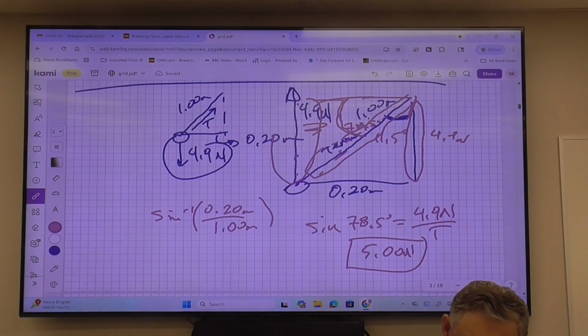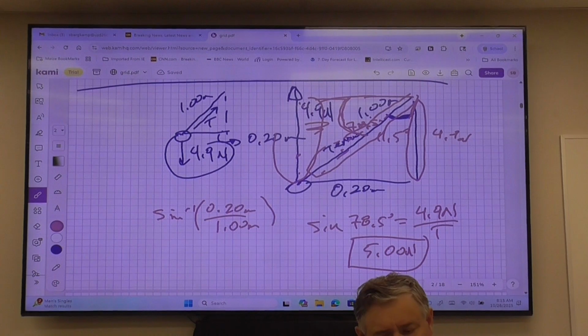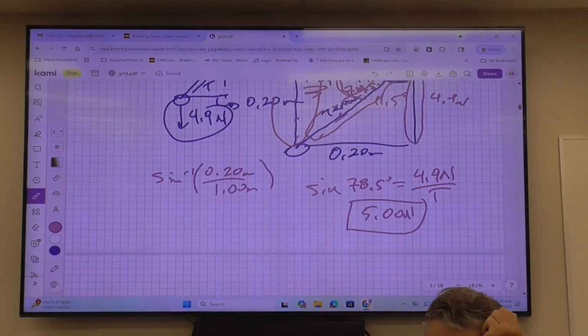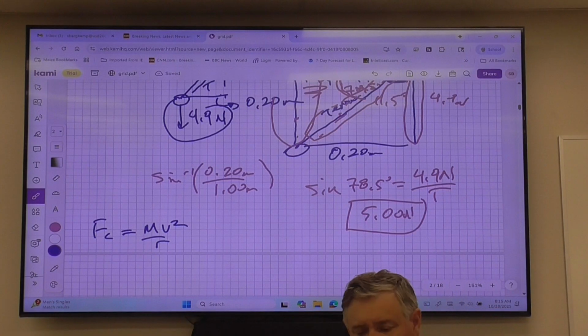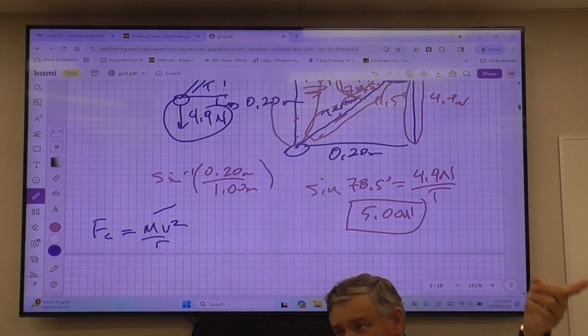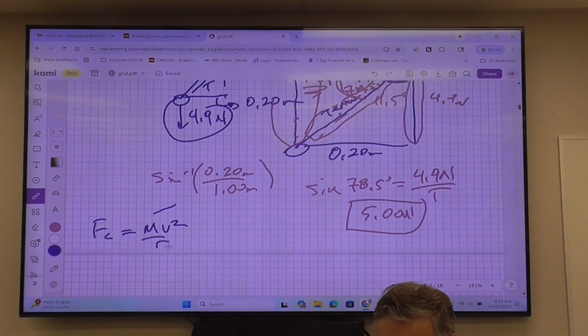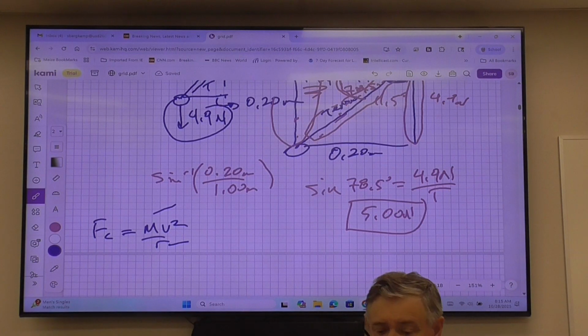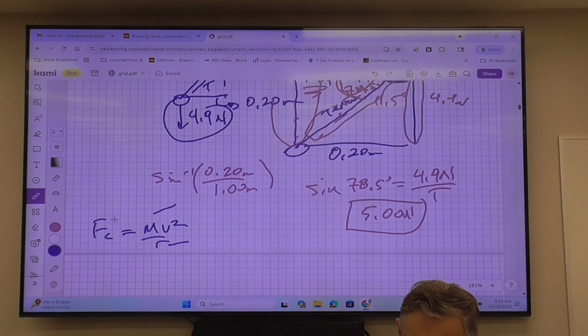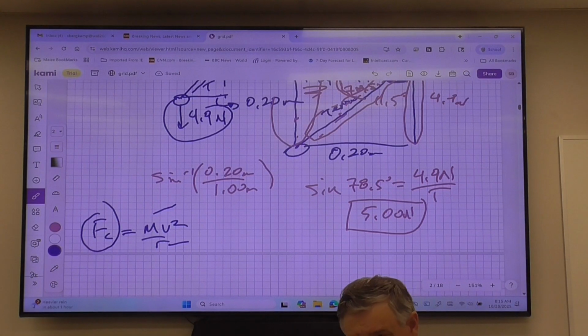So then it wants to know, what's the ball's speed? Well, to figure that out, this is the next leap of faith that you have to take. You know that the centripetal force equals mv squared over r. You know the mass, you have that number. You have the radius, 0.2 meters. You have that number. But you don't know what the centripetal force is.